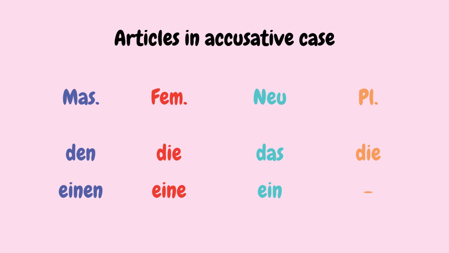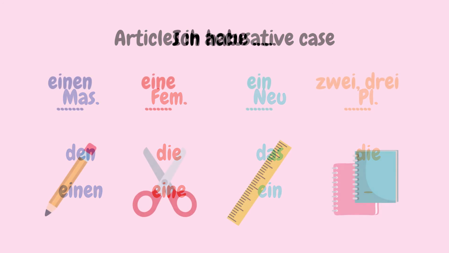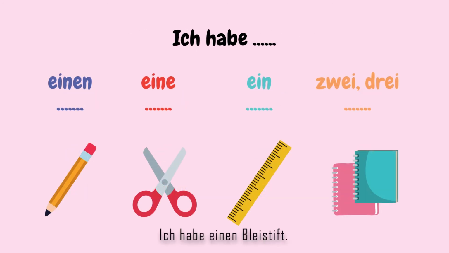Now let us check few examples where I shall be using the articles in accusative case. Ich habe einen Bleistift. Ich habe eine Schere. Ich habe ein Lineal. Ich habe einen Textmarker. Ich habe 2 Hefte. Ich habe 3 Spitzer.